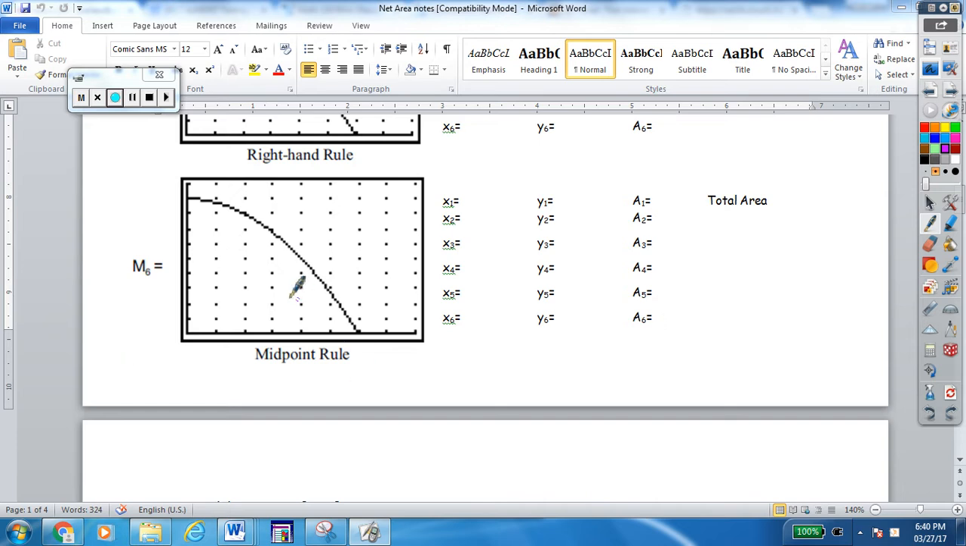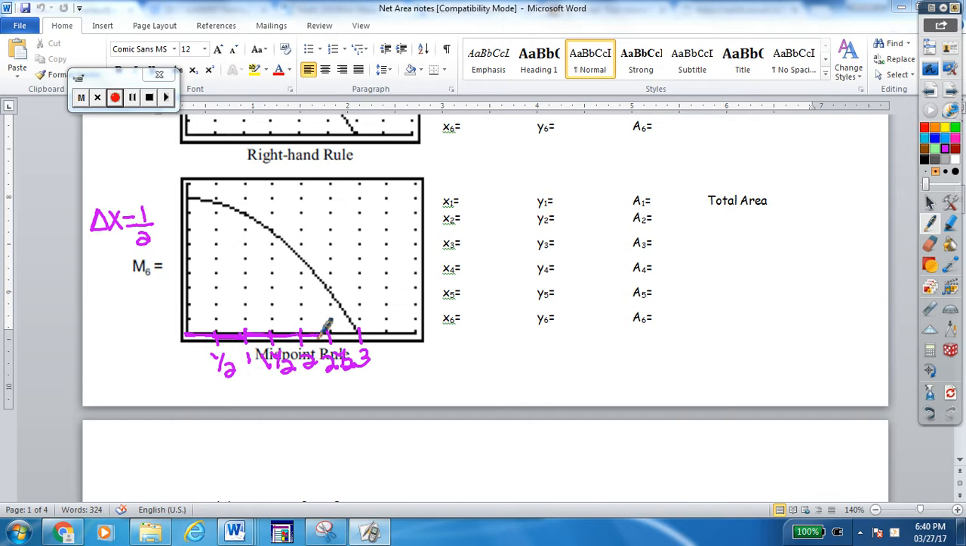Okay, so for the midpoint rule, we're still going to be using 6 rectangles. Our delta x is still 3 minus 0 divided by 6, which is a half. So the width of our rectangles is still going to be a half. So remember, this is 0, this is a half, this is 1, this is 1.5, this is 2, and this is 2.5. Each rectangle is still going to be a half unit wide, and we have the same number of rectangles.